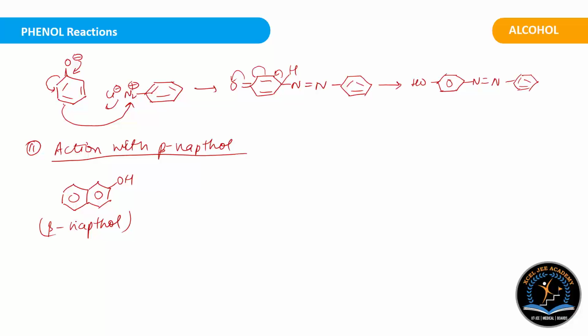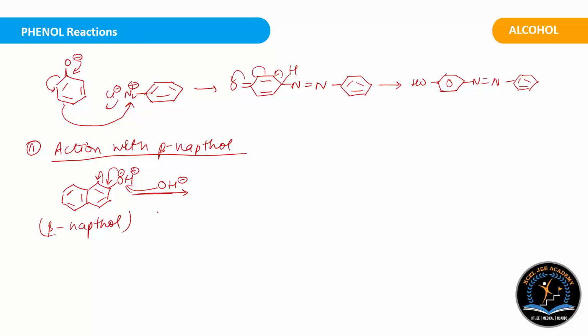This beta naphthol undergoes the reaction in the presence of a basic medium, that is OH minus. In the presence of a basic medium, this hydrogen will be removed and this oxygen will have a minus charge. So this hydrogen will go with this OH minus, and this minus will come back. Therefore, this double bond will be rotating. This is the double bond.